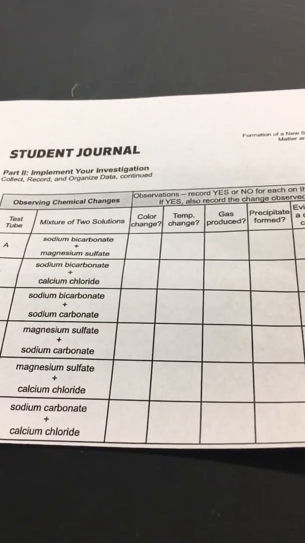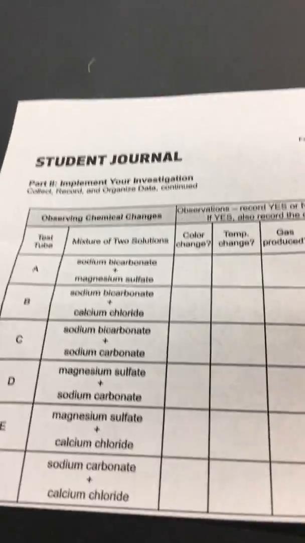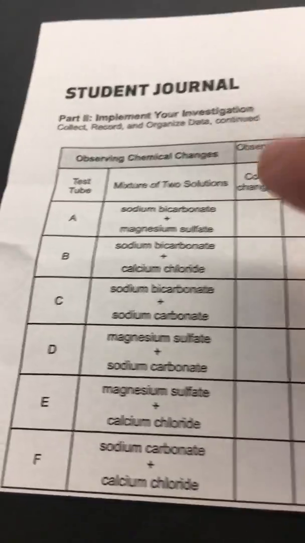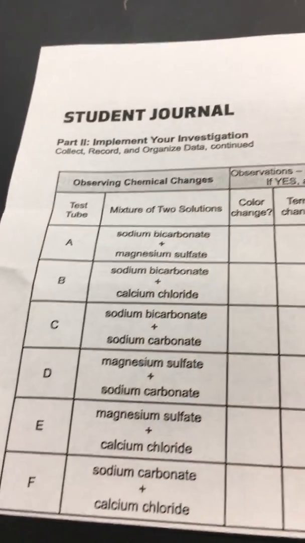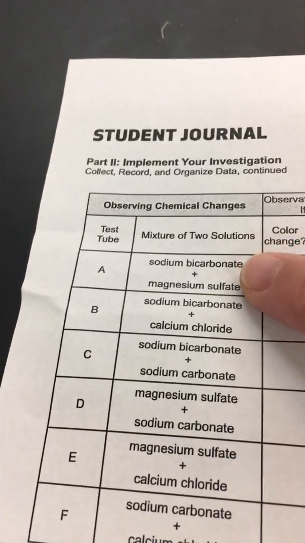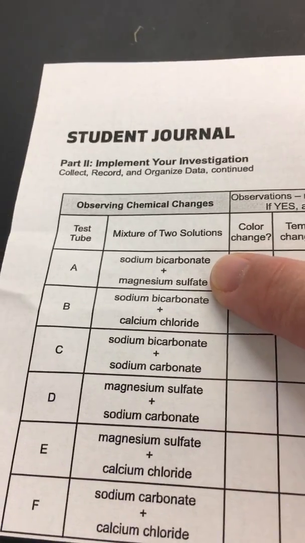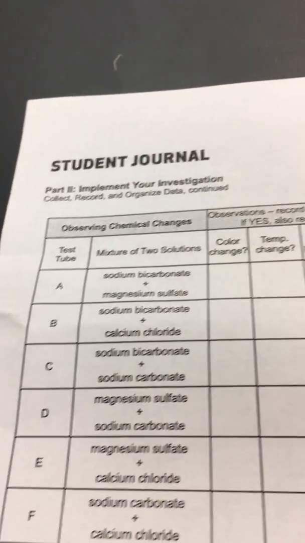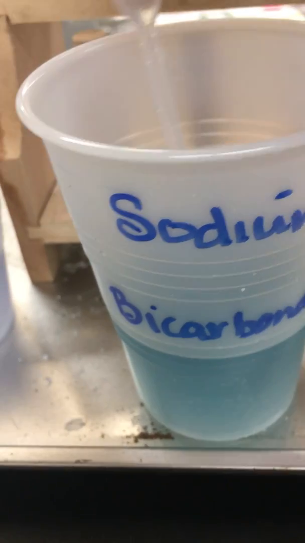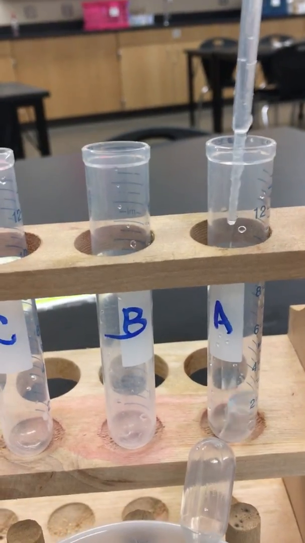All right, today we're going to do a precipitate lab, along with the other chemical changes. These are the mixtures that we're going to put together in the test tube. First we're going to start with sodium bicarbonate and magnesium sulfate. Sodium bicarbonate is this one. We're going to take 2 droppers full and put it in test tube A.